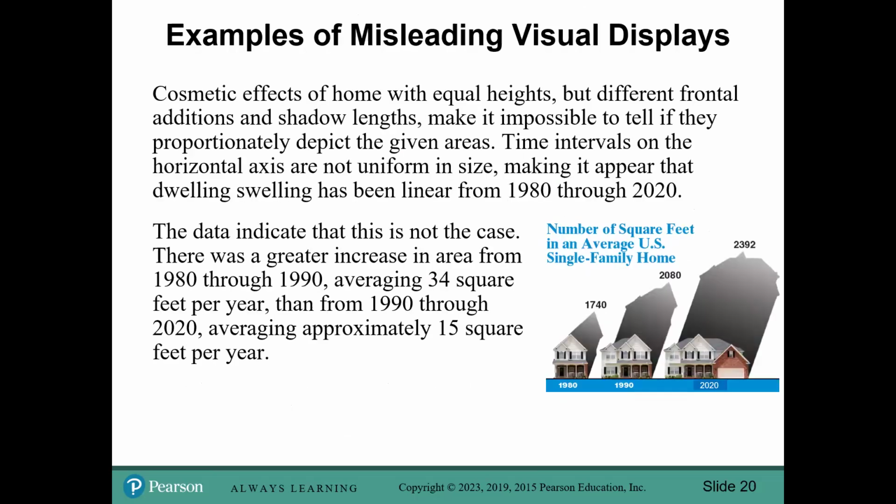Okay. So here's an example here. We've got this here, the data indicate, oh, just kidding, let's read it. So cosmetic effects of home with equal heights, but different frontal additions and shadow lengths make it impossible to tell if they proportionately depict the given areas. So this is the number of square feet in an average US single family home. In 1980, the value was 1740. 1990, the value is 2080, and 2020, the value is 2392.